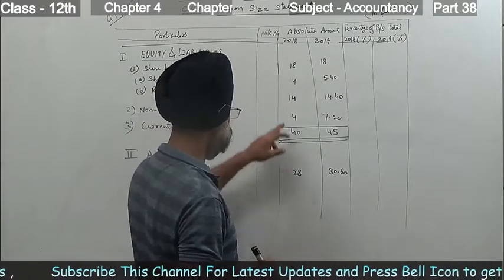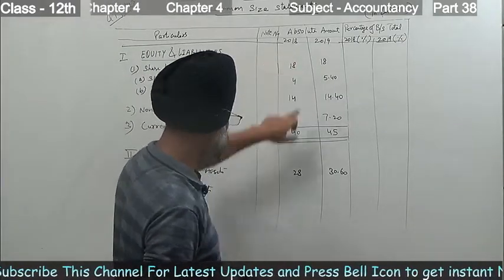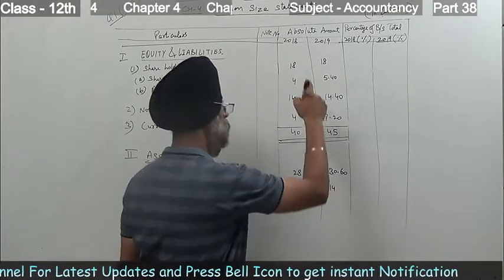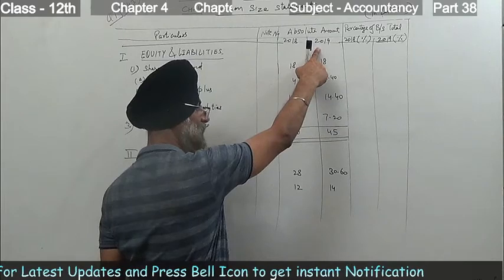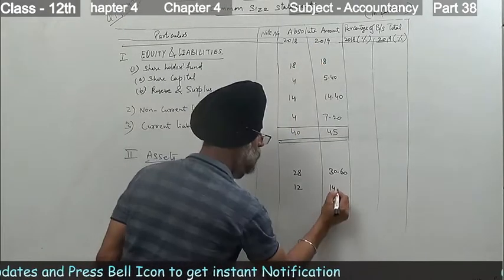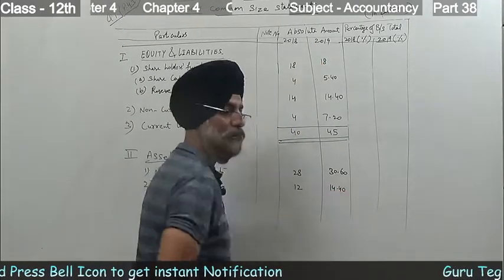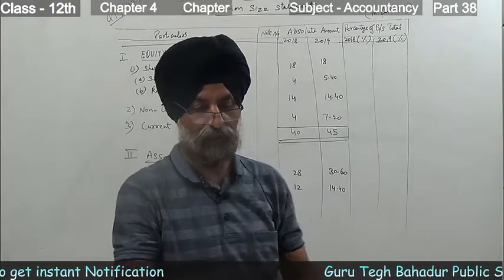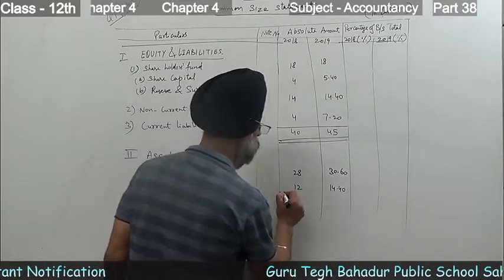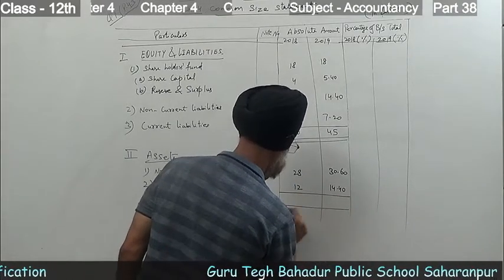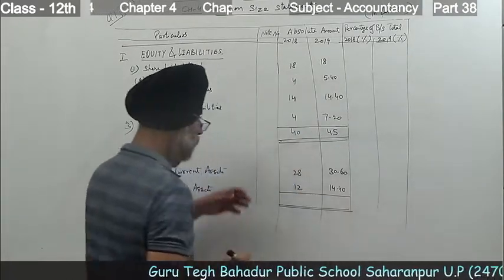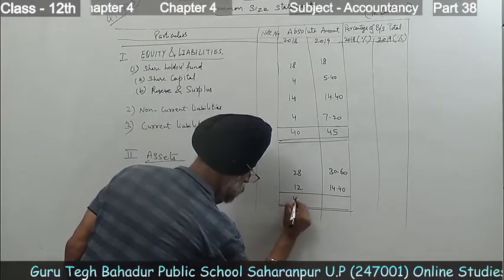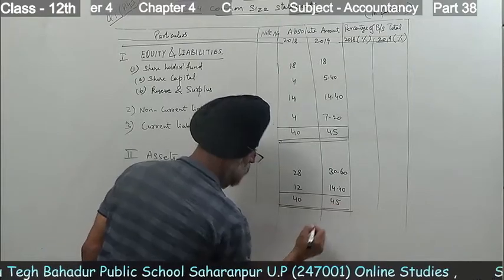In current assets, end of March 2018, it is 12 lakh given in the question, and for end of March 2019, it is 14 lakh 40,000 rupees. Again, the total of this is the same. In a balance sheet both the sides have the same total. So also on this side 40 lakh and this is 45 lakh.